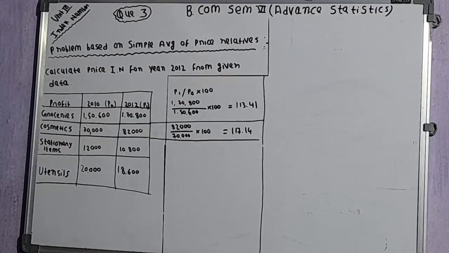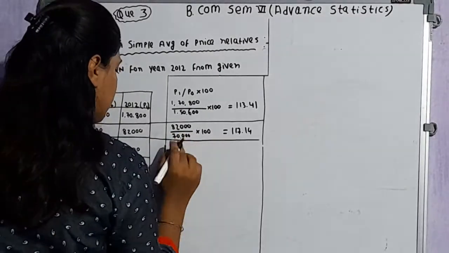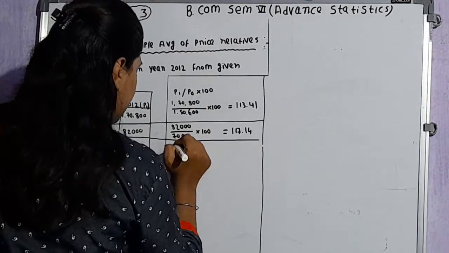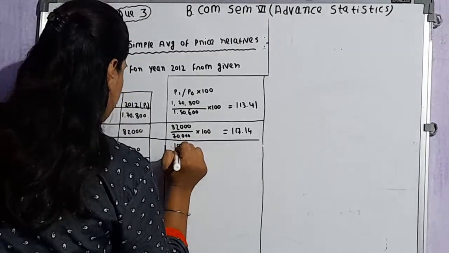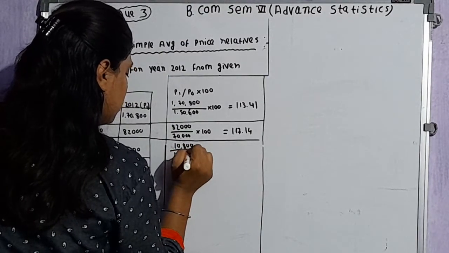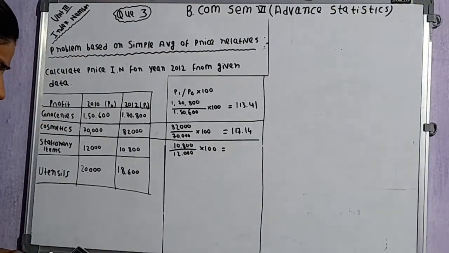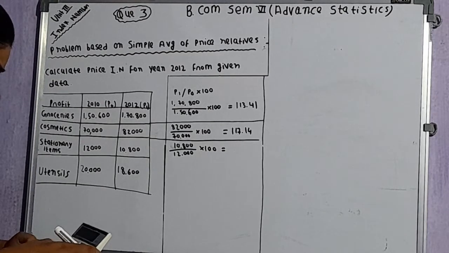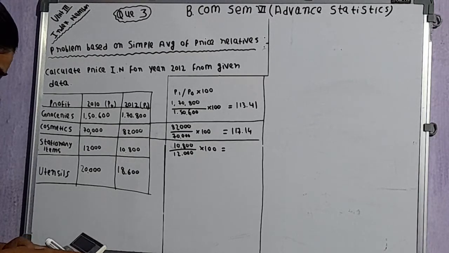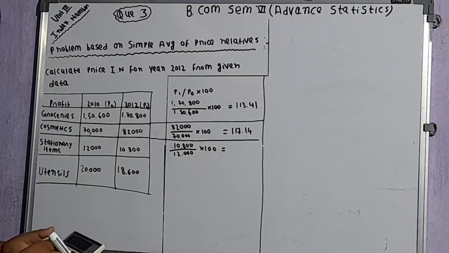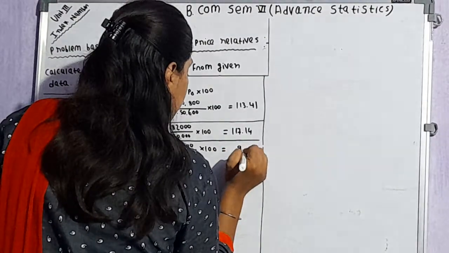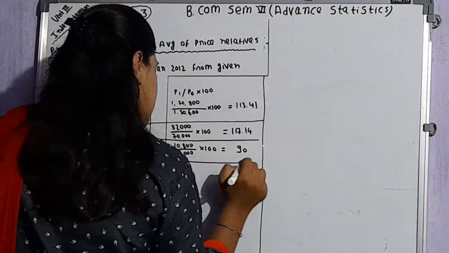After that we have stationery items. Now we have to compute the price relative for stationery items. First of all, it's going to be 10,800 upon 12,000 into 100. So 10,800 divided by 12,000 into 100 comes to 90. The price relative for stationery items is 90.